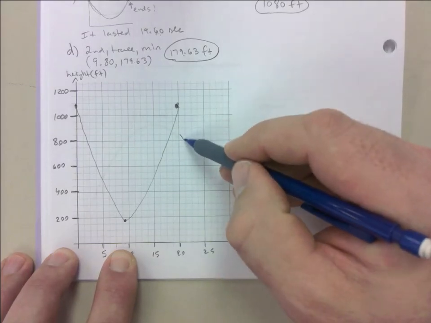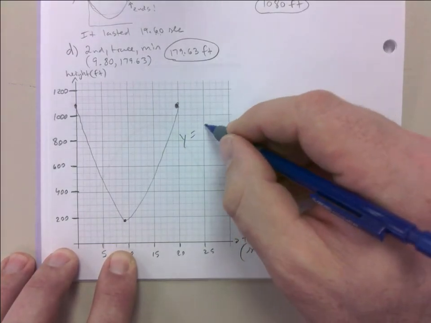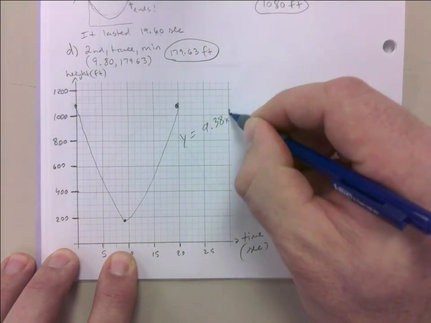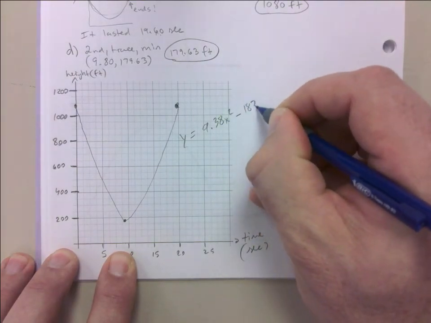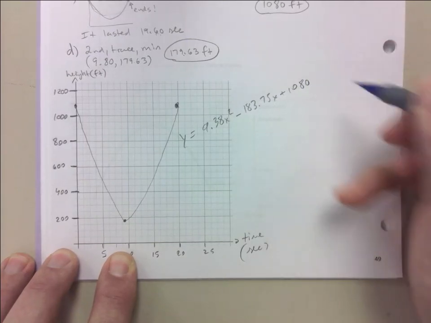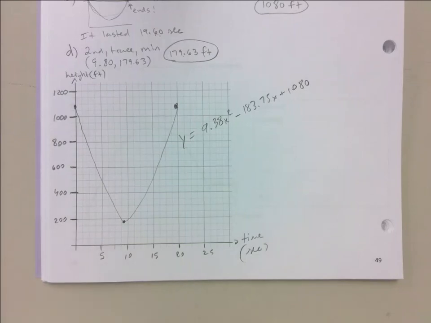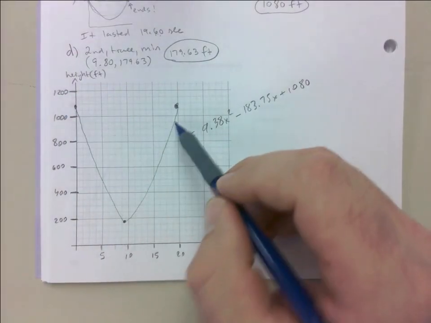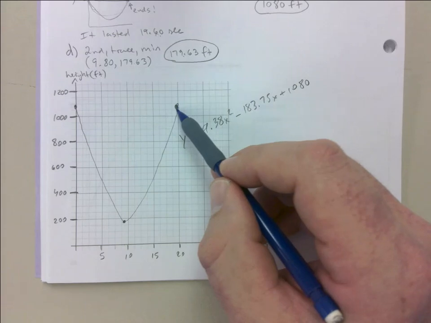Make sure you have your equation: 9.38x squared minus 183.75x plus 1,080. That is your graph. There should be no arrowheads going backwards or past it because it ends there.